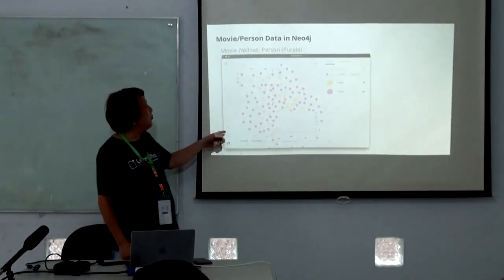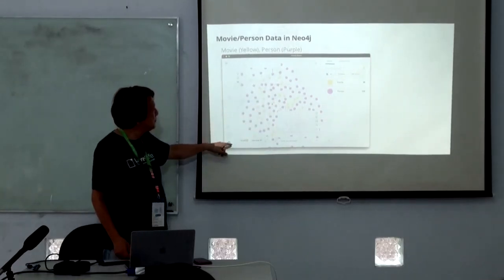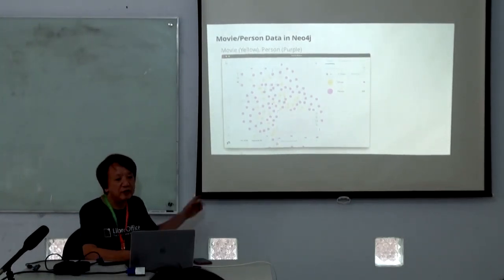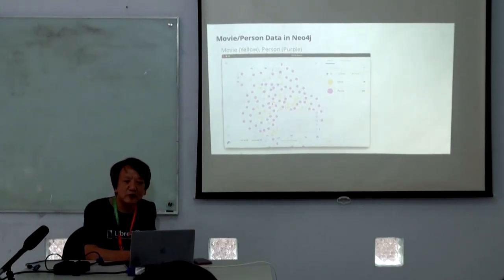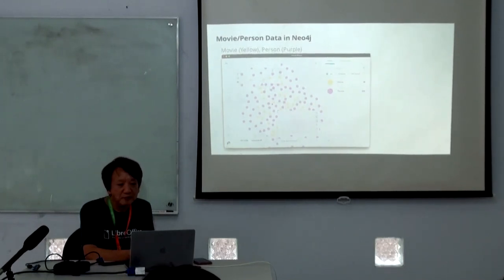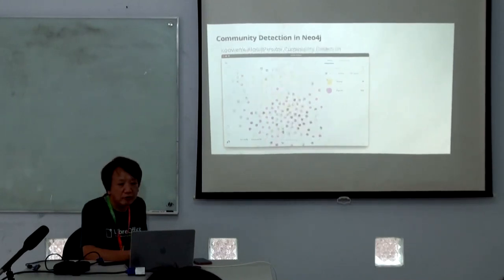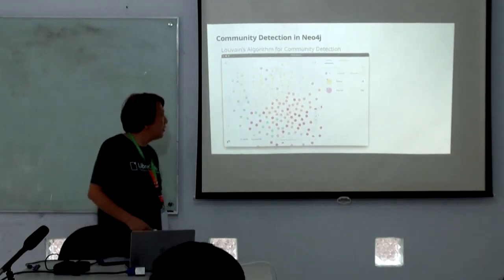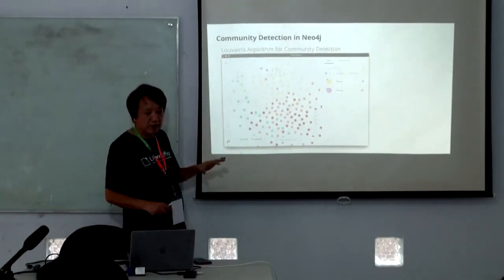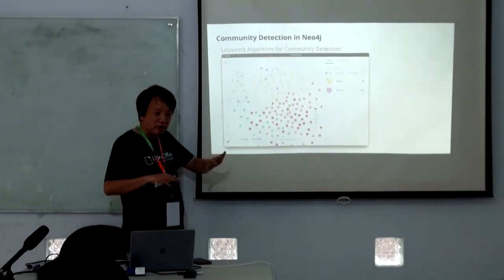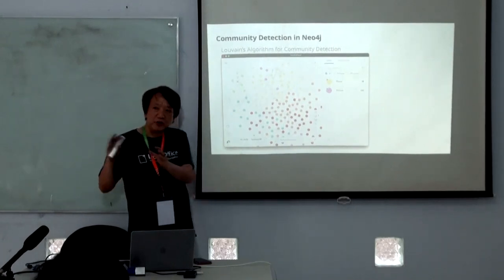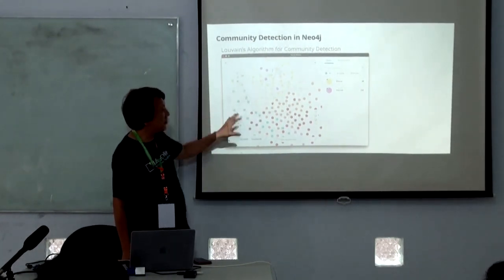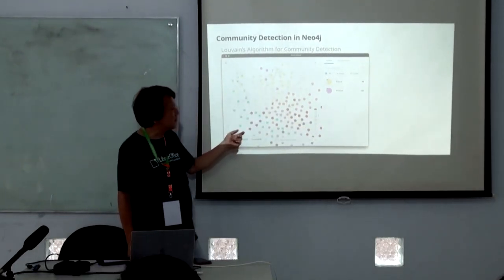This is the same as the movie and person graph here. A movie colored yellow and a person colored purple. So I try community detection on this data. Community detection divides the data into communities. Maybe, I don't know, a science fiction community or something. This is easy to understand.